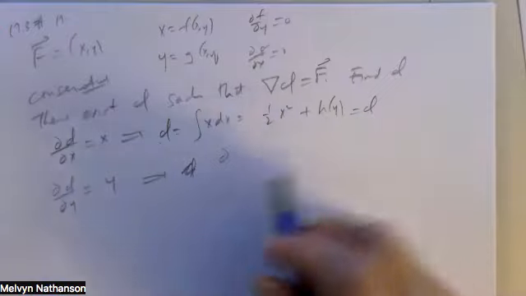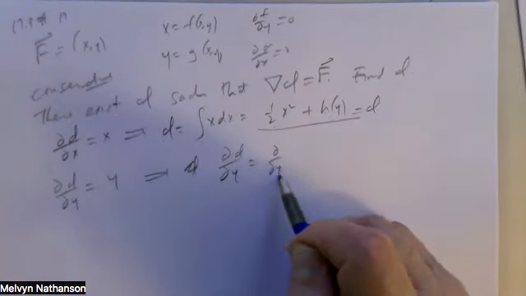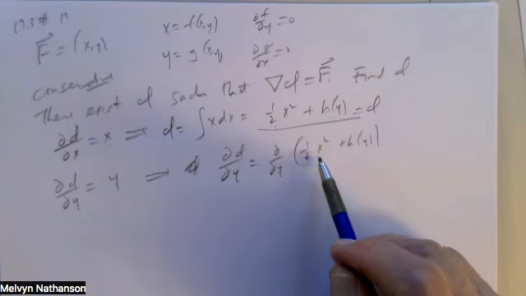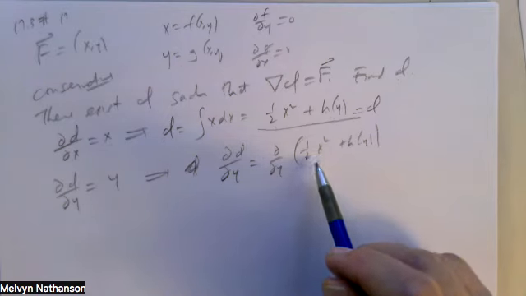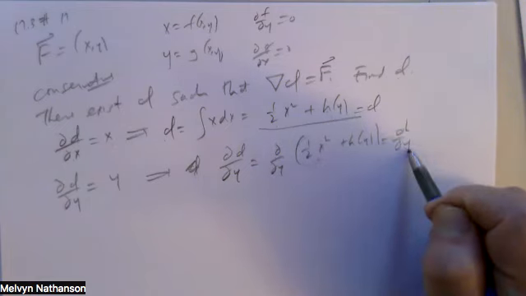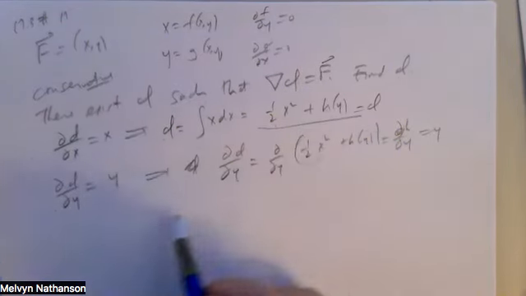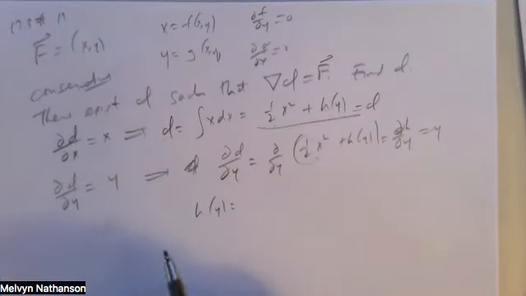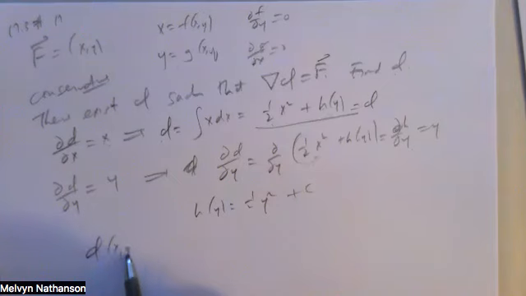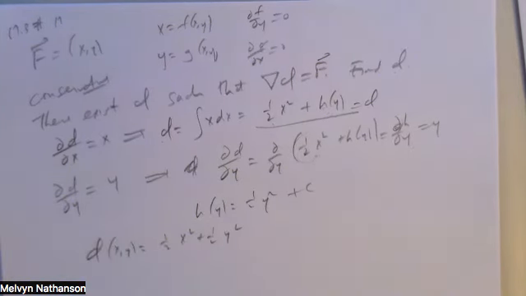So if this is phi, what is the partial of phi with respect to y? It's the partial derivative with respect to y of a half x squared plus h of y. This doesn't involve y. This is a constant with respect to y. The partial derivative of this with respect to y is 0. So this is just the derivative of h of y, and that's equal to y. So what is a function whose derivative is y? h of y is a half y squared plus any constant. So phi of x and y is a half x squared plus a half y squared plus a constant, and I can just as well take the constant to be equal to 0.